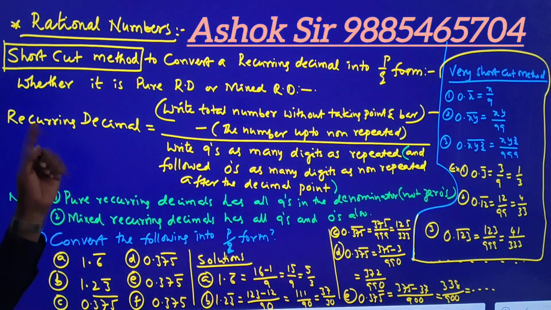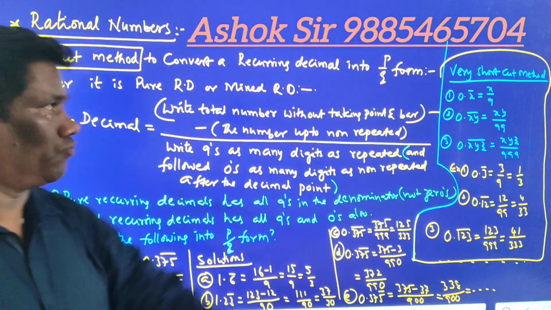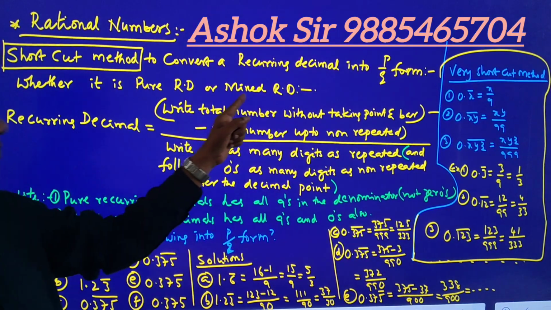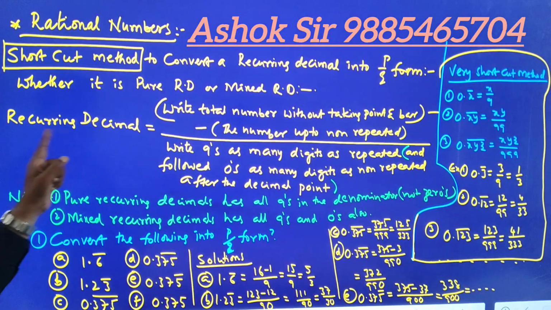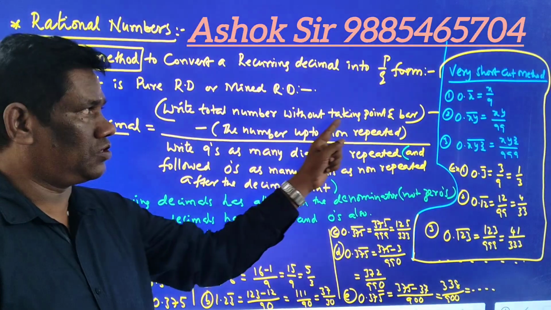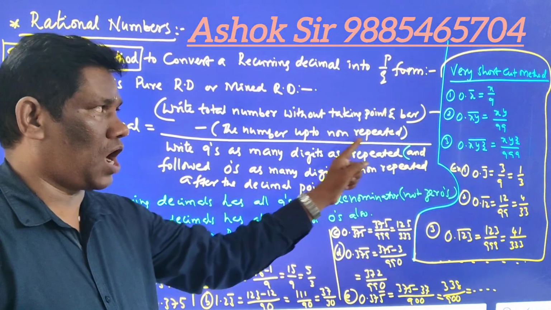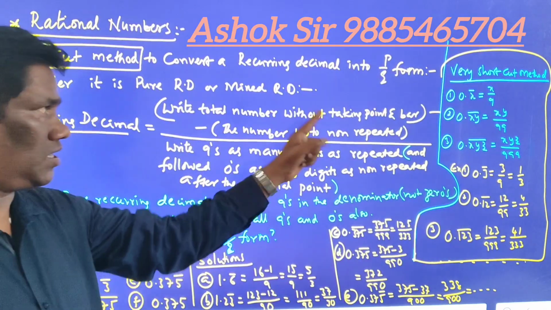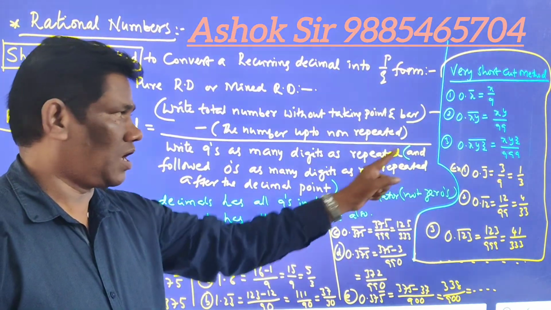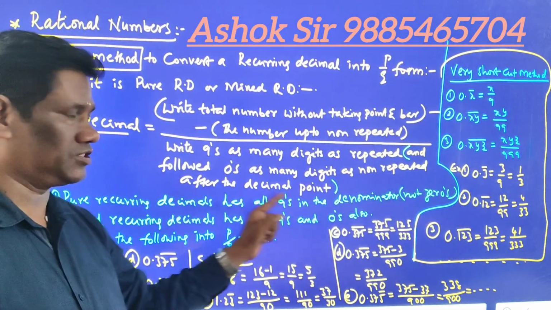Today we are going to discuss a shortcut method to convert recurring decimals into p by q form. Recurring decimals are of two types: pure recurring decimals and mixed recurring decimals. The shortcut method is: recurring decimal equals, write the total number without the point and bar, and subtract the number up to the non-repeated part. This is the numerator. In the denominator, write nines as many as the digits repeated, followed by zeros as many as the digits non-repeated after the decimal point.